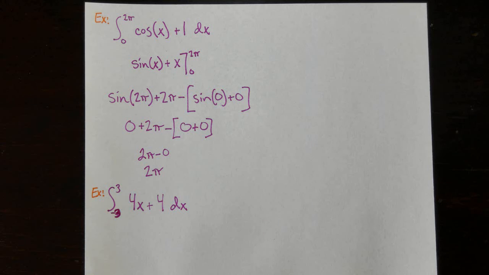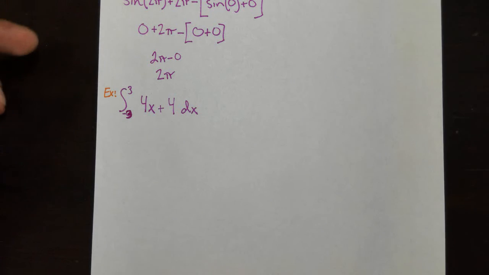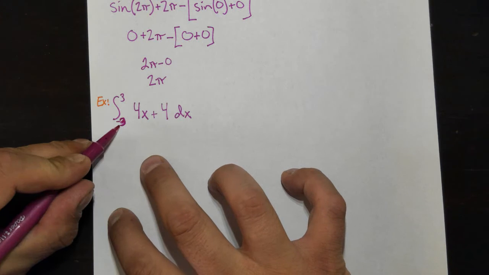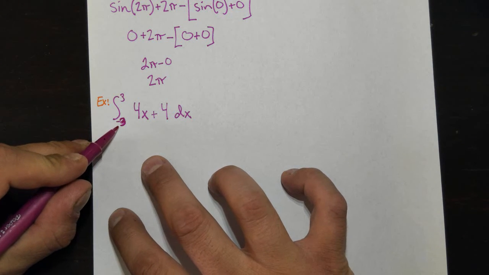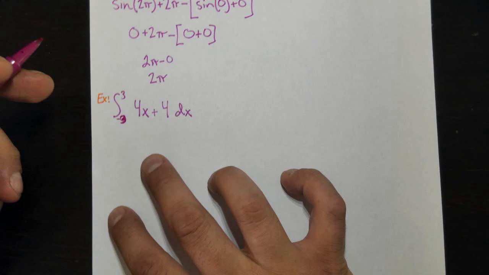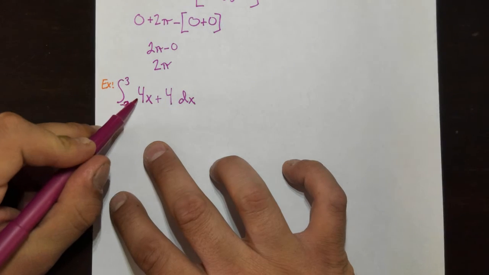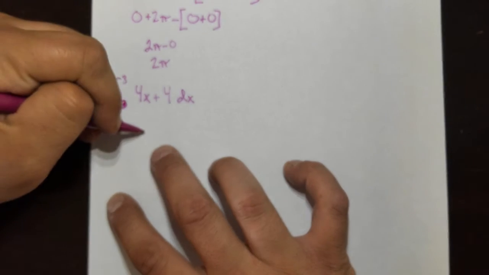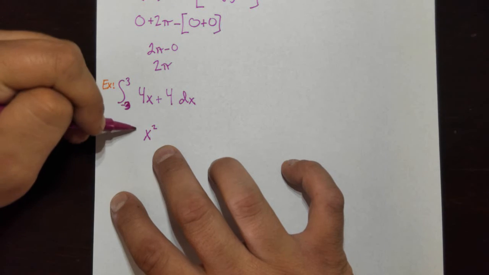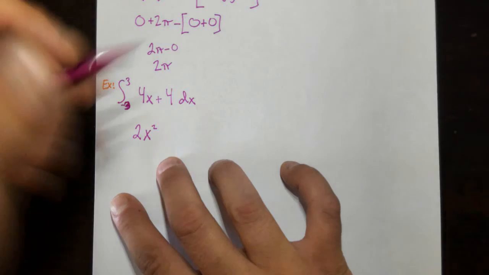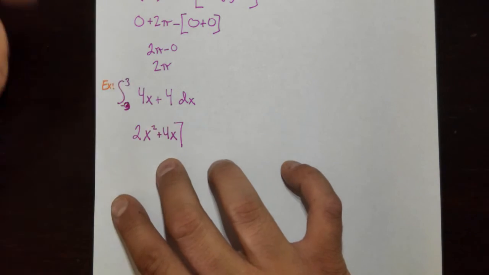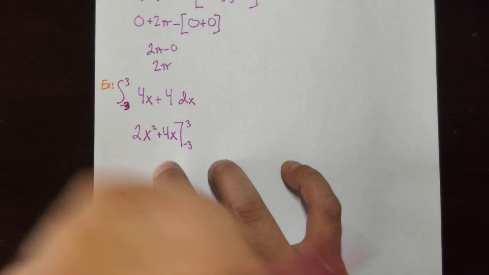Awesome. And then finally, 4x plus 4. So let's take the integral of this. That should be a negative 3. That looks weird, but yeah, from negative 3 to 3 of 4x plus 4 dx. So let's see, we're going to raise the power by 1 and divide by that new power. So this is going to be x squared, but we're dividing 4 by 2, so that's going to be 2x squared. And then plus 4x. And we're going from negative 3 to 3.